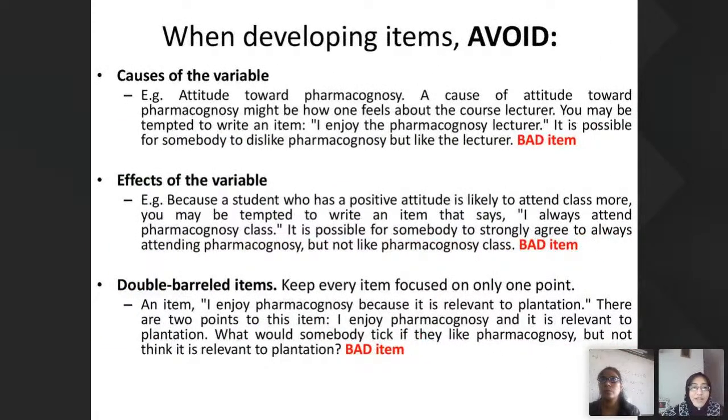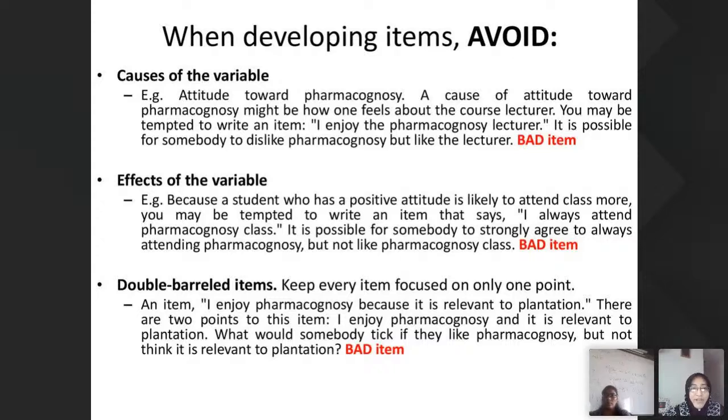These are the things that I can see, the mistakes that people usually make when they are submitting their papers for publication, especially when it involves instrument development. Number one, there shouldn't be any causes of the variable.